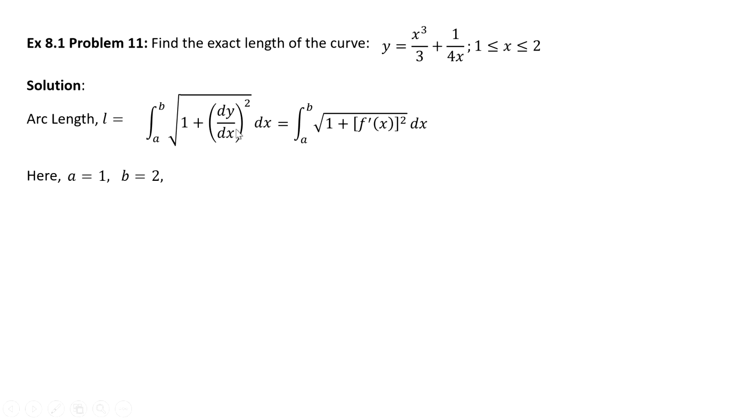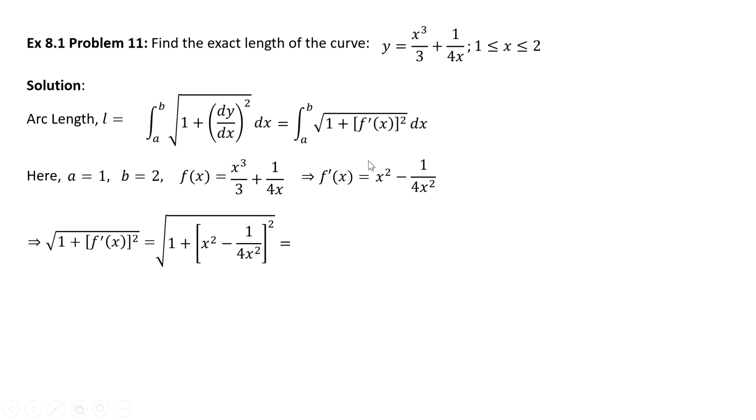Okay, what else do we need? Oh, we need dy/dx. Are we in a position to find dy/dx? Yeah, we got y to be x cubed over 3 plus 1 over 4x. So f prime of x should be just the derivative of that, which turns out to be this. Right. My strategy is typically to figure out 1 plus the square of dy/dx, or 1 plus f prime of x squared, separately, and then put it in the integral.